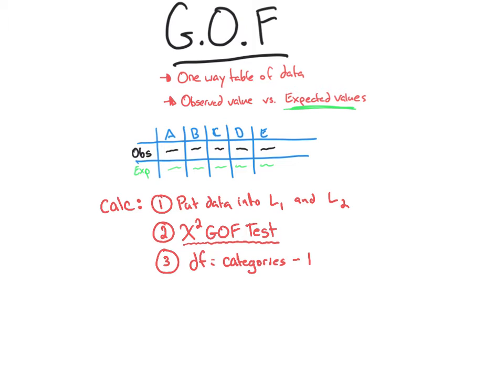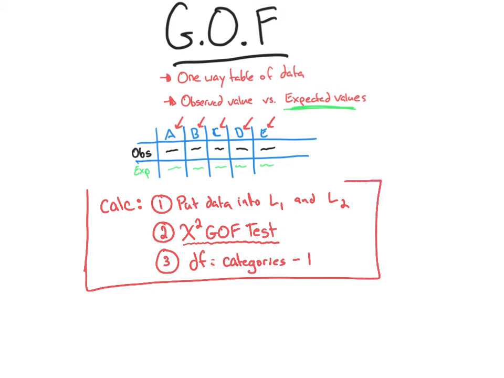Categories minus 1. Now that's different than a t-test. When you run a t-test and you have to find degrees of freedom, it's sample size minus 1. So don't get it confused. This one's a little different. It's categories minus 1. Like categories are A, B, C, D, and E. Minus 1, it's going to give me 4, right? So the degree of freedom of this make-believe one that we have here is 4.